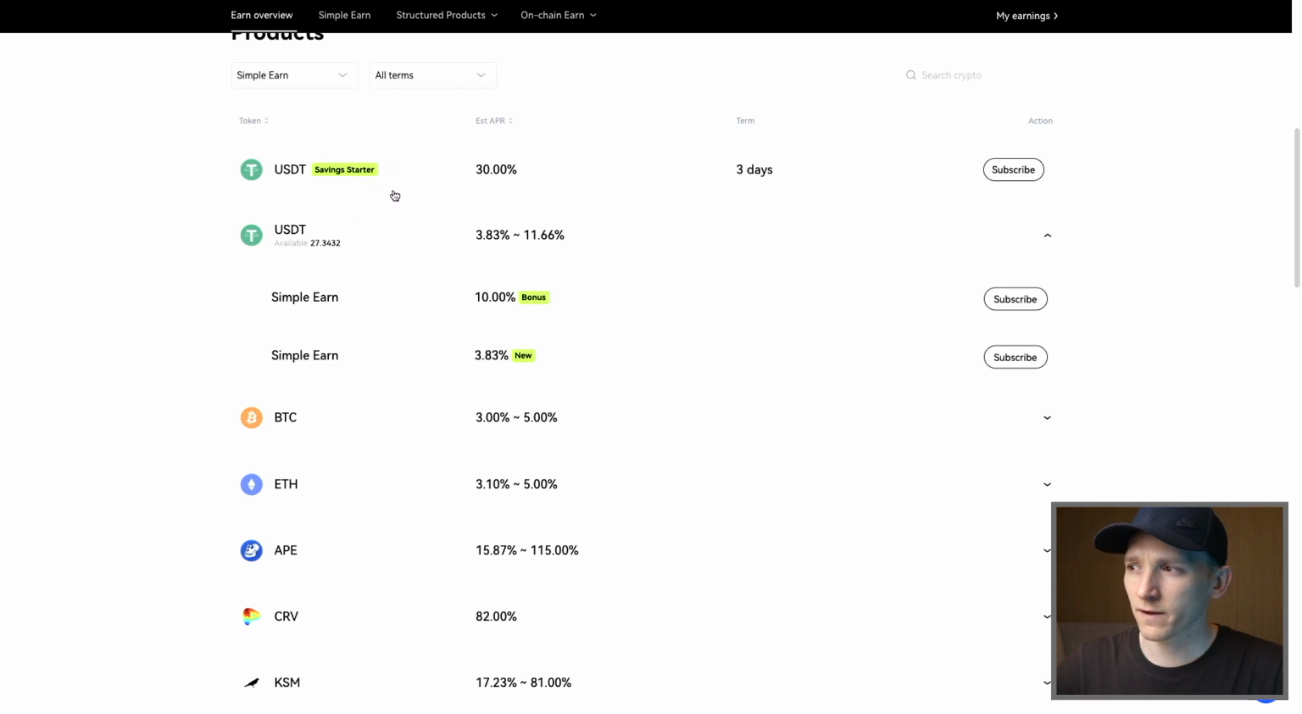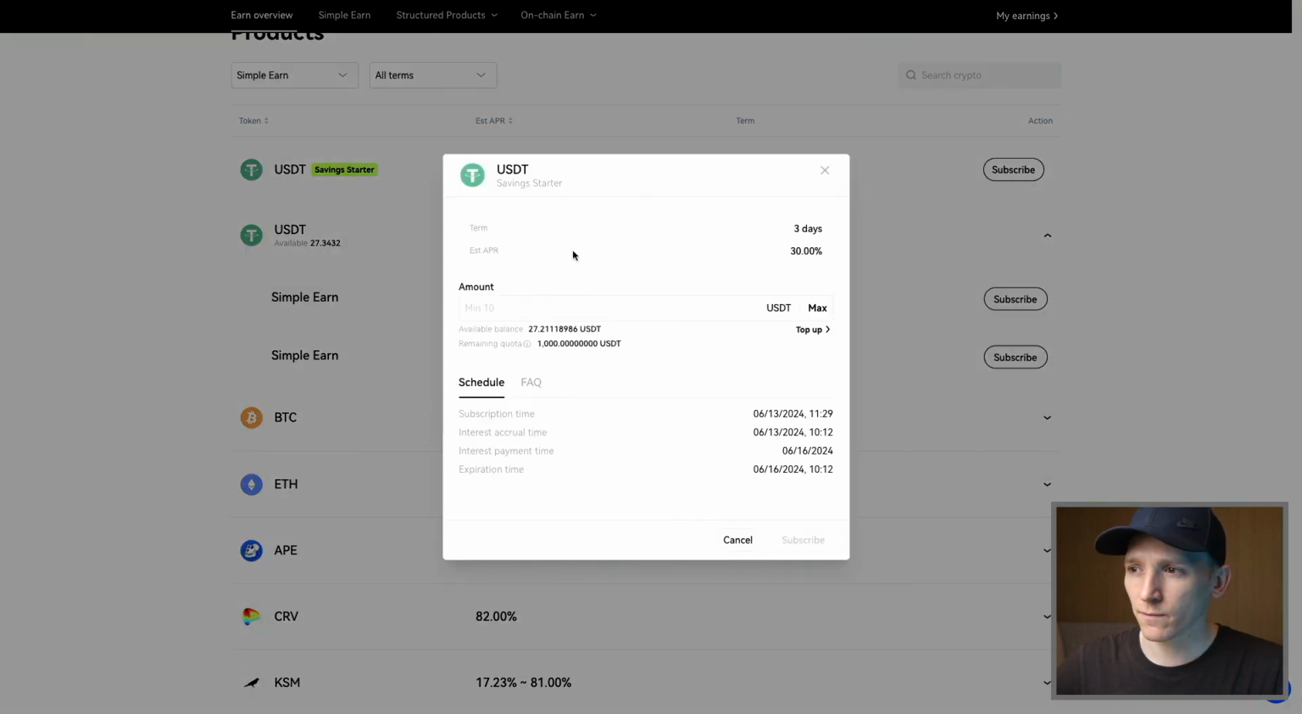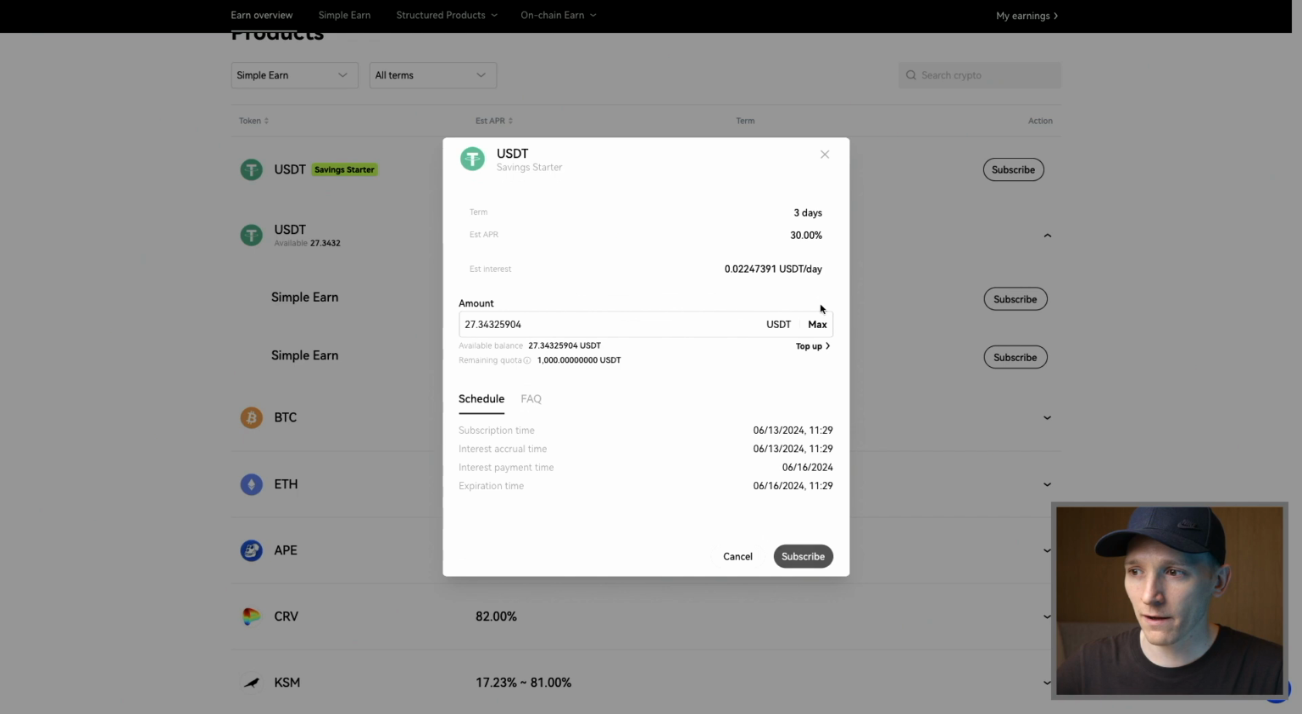You also have a savings starter, which I think is just a kind of introductory bonus. So if you subscribe there, you see the term is 3 days. You can get a very high interest rate. I think it's essentially just trying to get people in to use the platform. But you can put an amount in if you have it in your account.